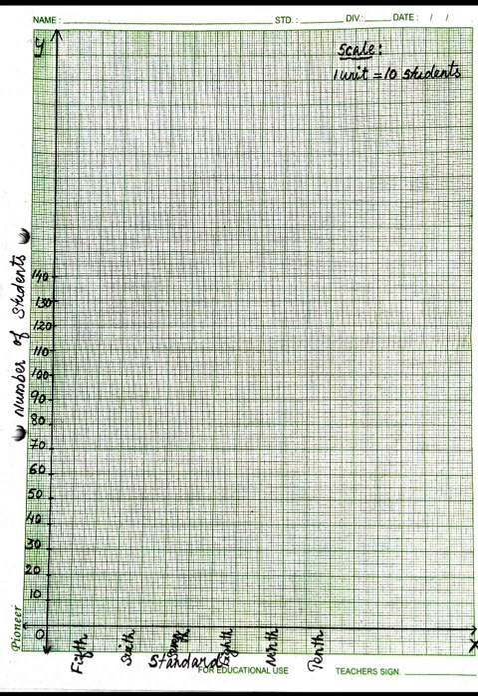Then on the x-axis, we will represent the standards, and on the y-axis the number of students. So bar graph, you know that it's of rectangular shape. So each box represents one standard. So first we can mark for fifth. See here, in the x-axis I marked standard, y-axis number of students starting from 10 to 140.